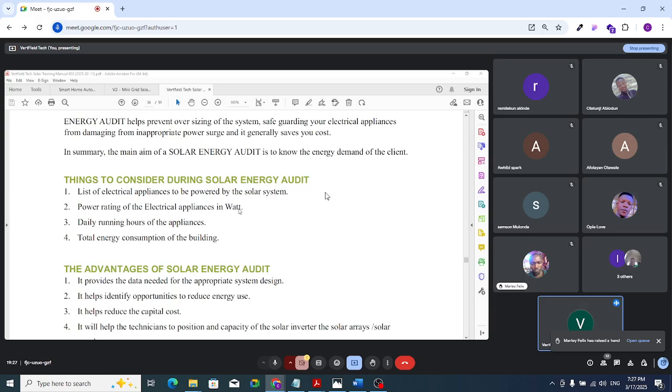These are the things that you really need to put in check before you can carry out a solar energy audit, or on your way to carrying out a solar energy audit. One, list of electrical appliances. Two, power rating of the electrical appliances in watts. Three, daily running hours of the appliances. Four, total energy consumption of the building.